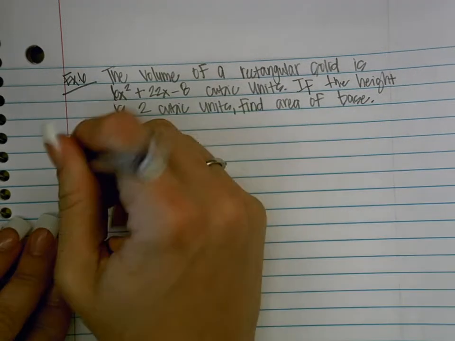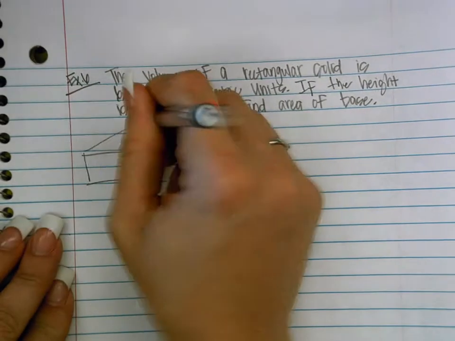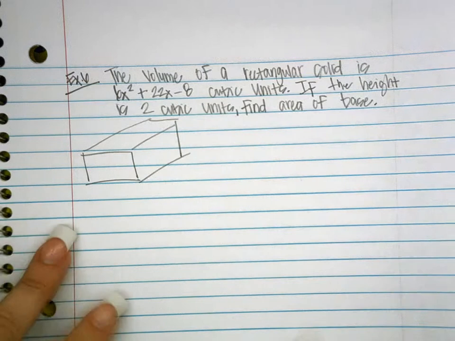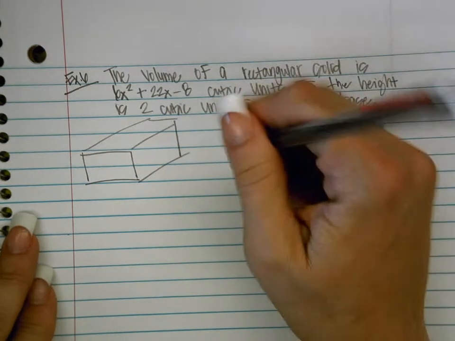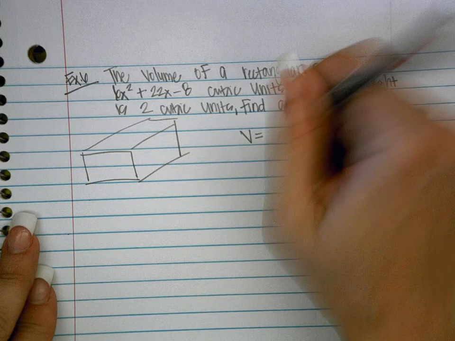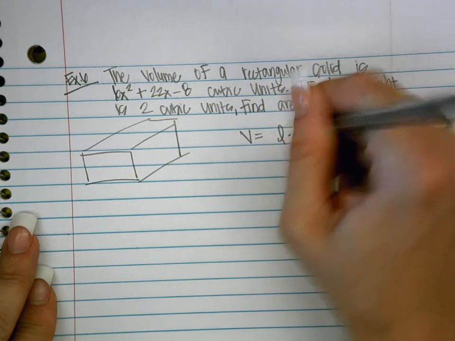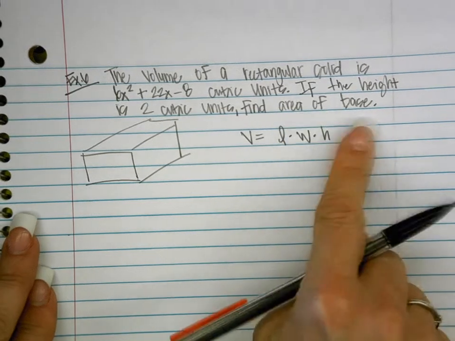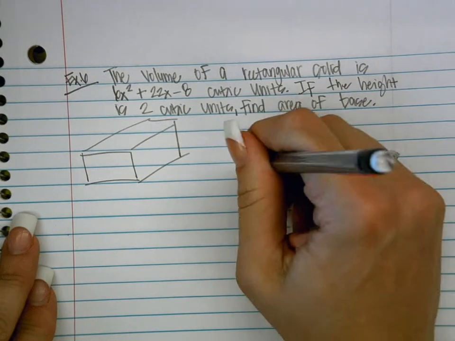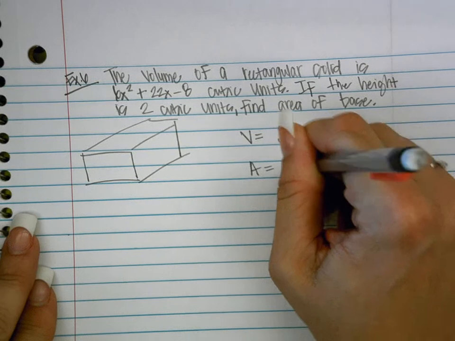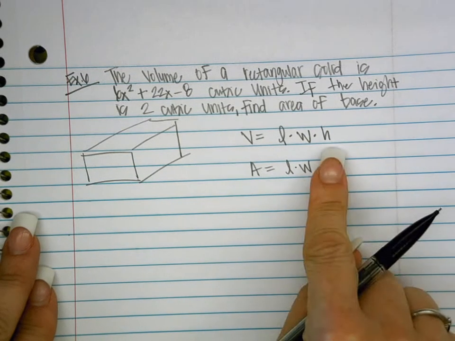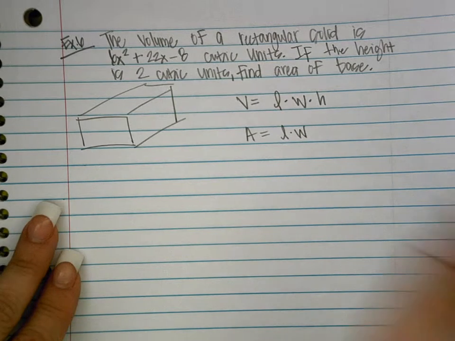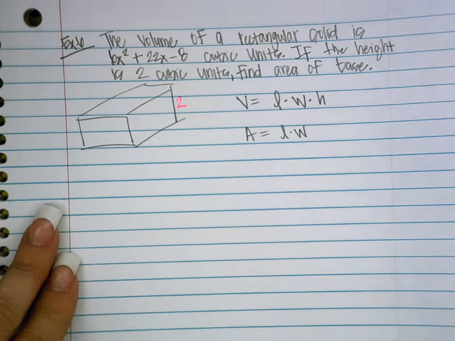So let's just draw a little picture. If you don't draw the picture well, it's not a big deal, so don't worry about it. We're making a box, basically. How do you find volume? Volume is equal to what? Length times width times height? Yeah. Okay. What's area? Area is just length times width. So basically I need to find just the length times width. So if they tell me that my height is 2, that means this is 2. I need to find the other ones.